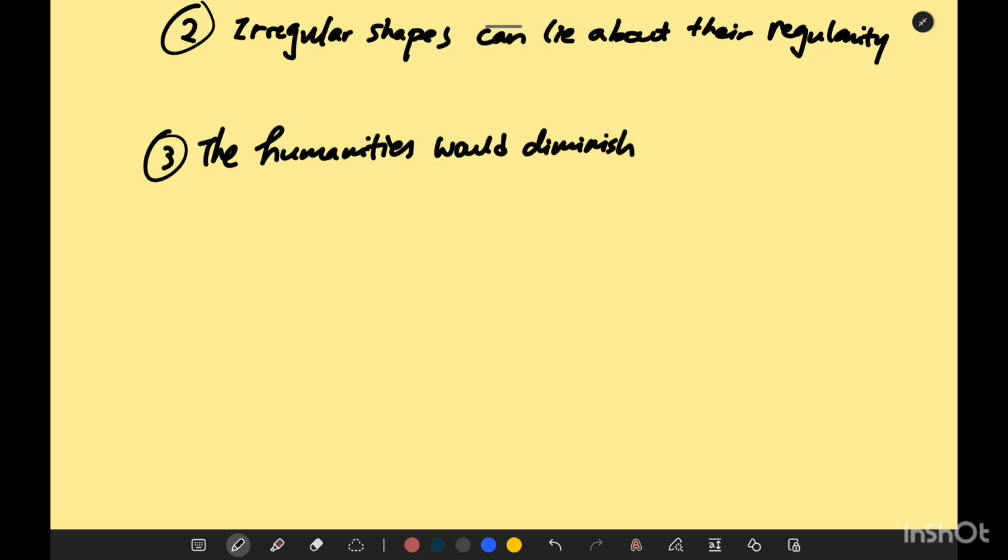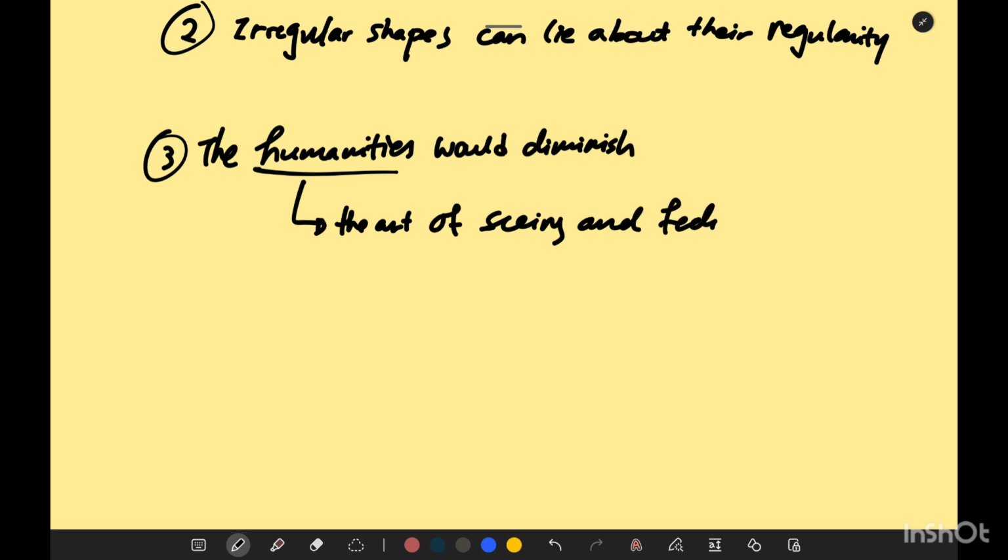And by study of humanities, he means the art of seeing and feeling, which to me feels a bit iffy because, you know how seeing and feeling are supposed to be very elaborate and very difficult things to do, and they have a very easy solution of just coloring themselves.